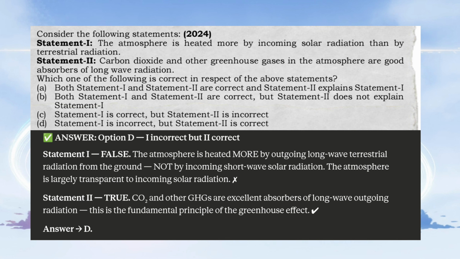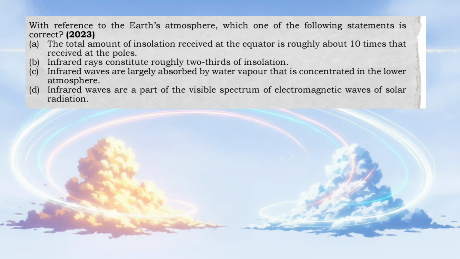Question 10, UPSC Prelims 2023. With reference to the Earth's atmosphere, which one of the following statements is correct? Option A, the total amount of insolation received at the equator is roughly about 10 times that received at the poles. Option B, infrared rays constitute roughly 2/3 of insolation. Option C, infrared waves are largely absorbed by water vapor that is concentrated in the lower atmosphere. Option D, infrared waves are a part of the visible spectrum of electromagnetic waves of solar radiation. Pause 5 seconds.